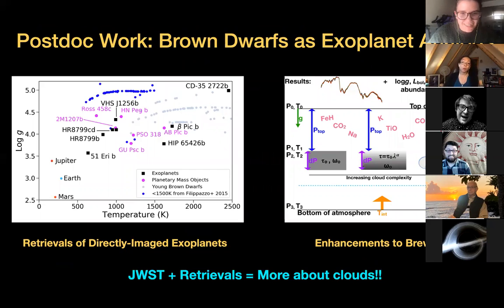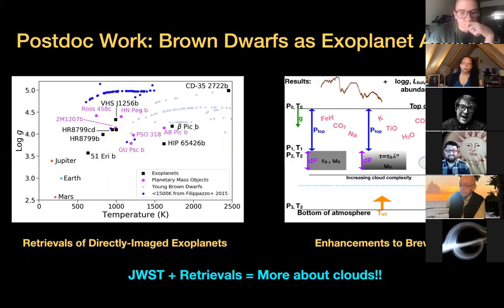So I'm moving away from looking at these old brown dwarfs to looking at young brown dwarfs as analogs for directly imaged exoplanets. In this figure on the left-hand side, we have young brown dwarfs in gray and cooler brown dwarfs that are older in blue, compared to exoplanets and planetary mass objects in magenta and black. We see there's a really good overlap in this region, showing that these young brown dwarfs are going to be great analogs for retrievals of these directly imaged exoplanets.